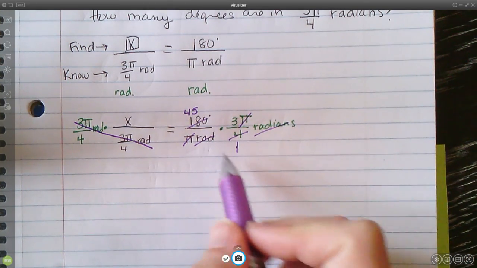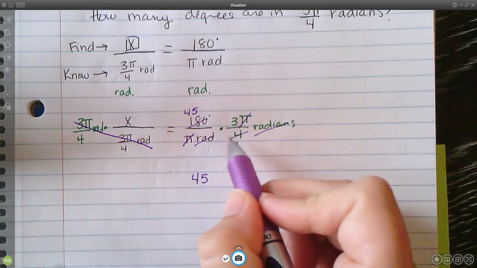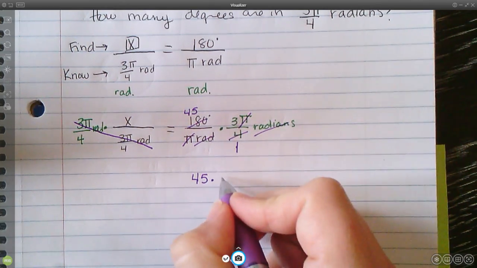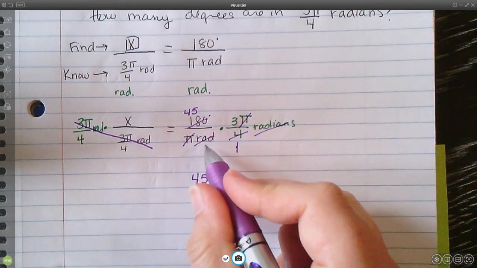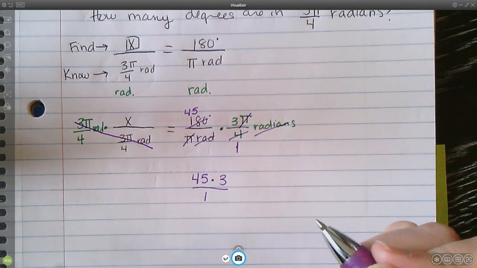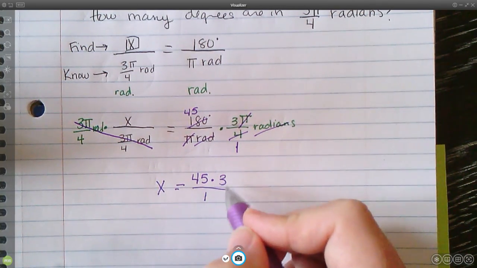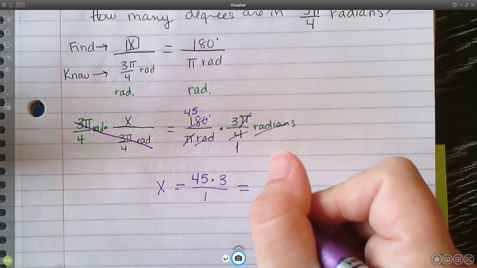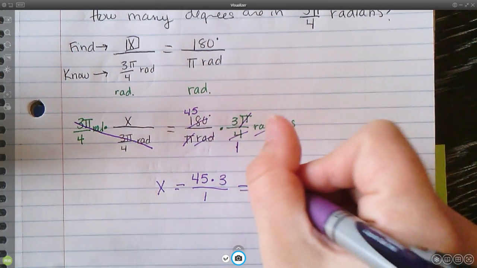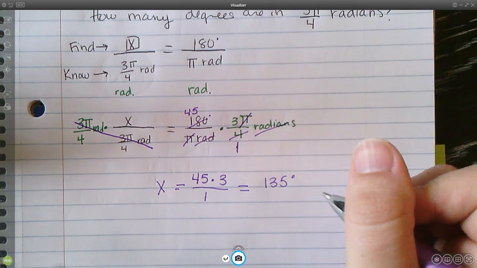And let's write what we have left. We have a 45 on the top, times 3 over, that's crossed out, that's a 1, so I could put this over 1 if I really wanted. And x is going to equal 45 times 3 over 1. 45 and 45 is 90, so that is going to be 135 degrees.